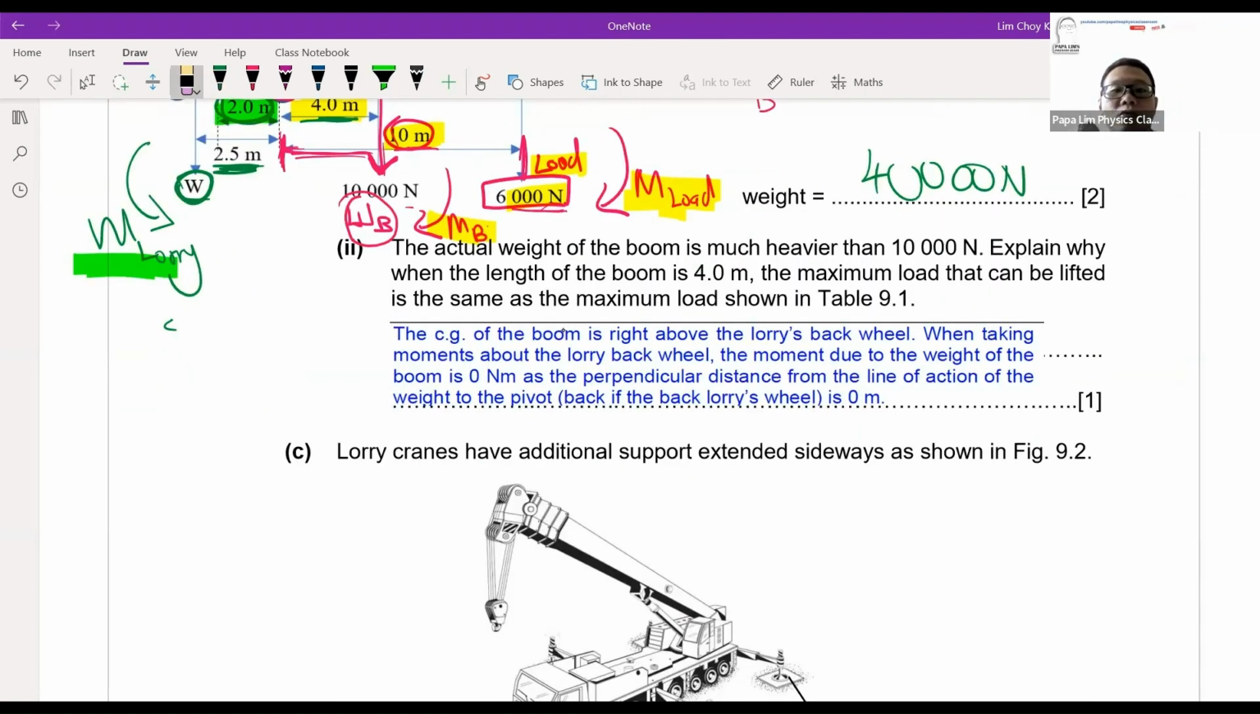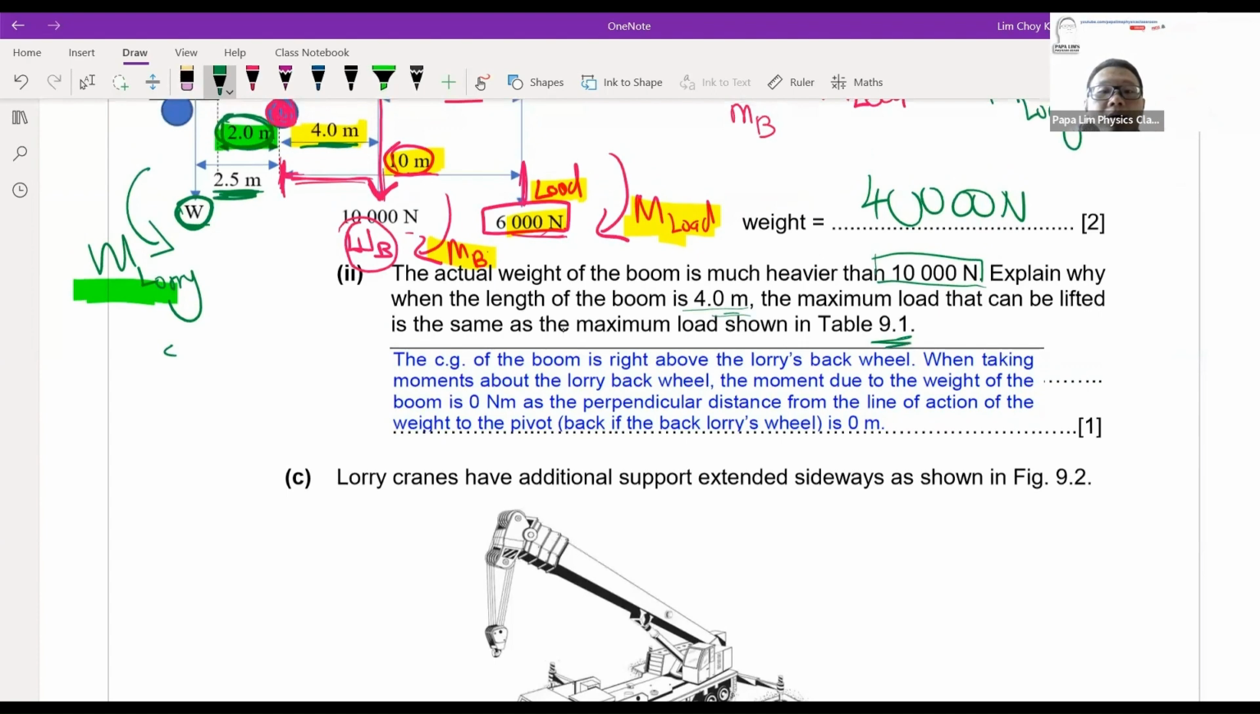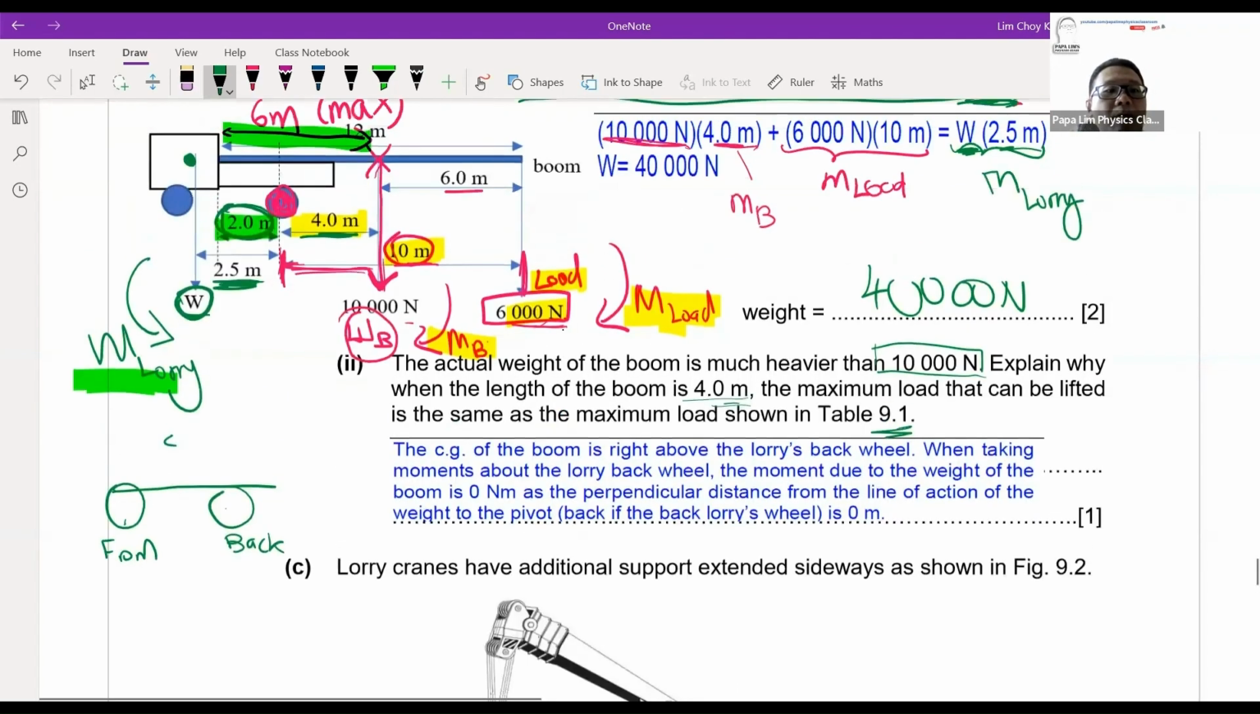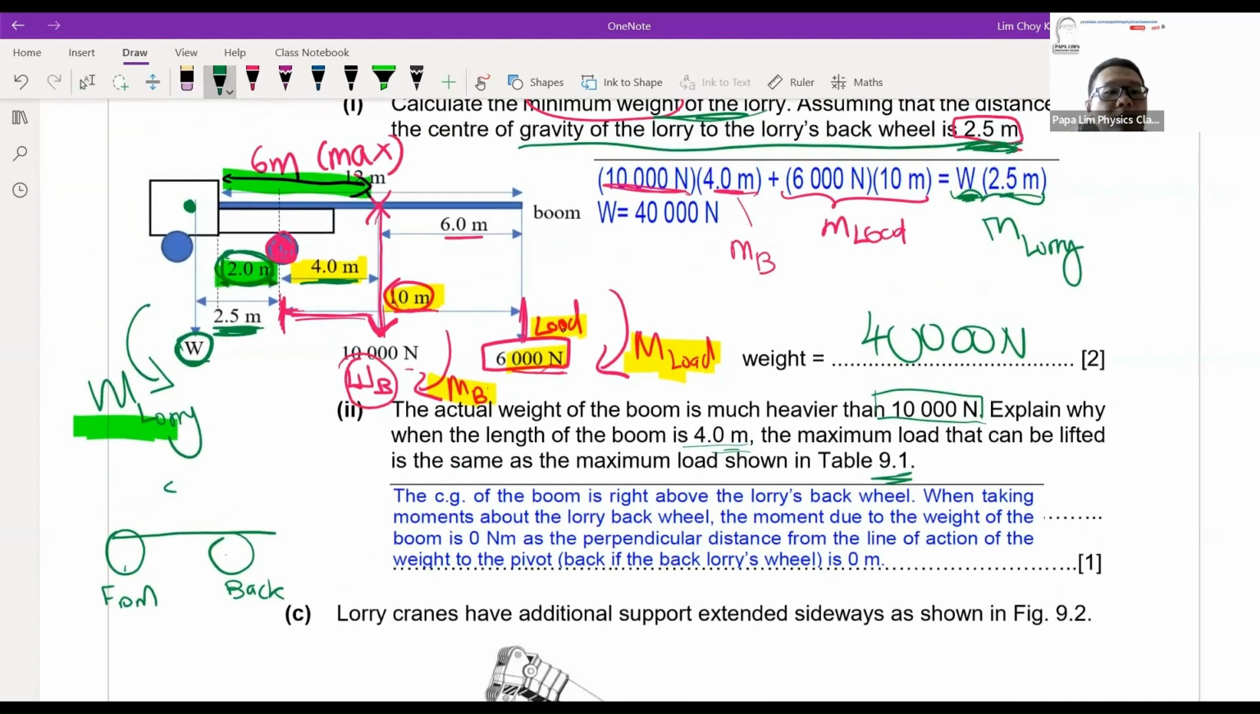Now for part 2 here. Based on the question, why at 4 meter boom length is the maximum load the same as what you calculated in the initial part at table 9.1? Now, when you look at the lorry itself, this is the front wheel, and this is your back wheel. So this is the front. Now your boom, based on the picture, is somewhere in the middle here. So this is where the start of my boom is.